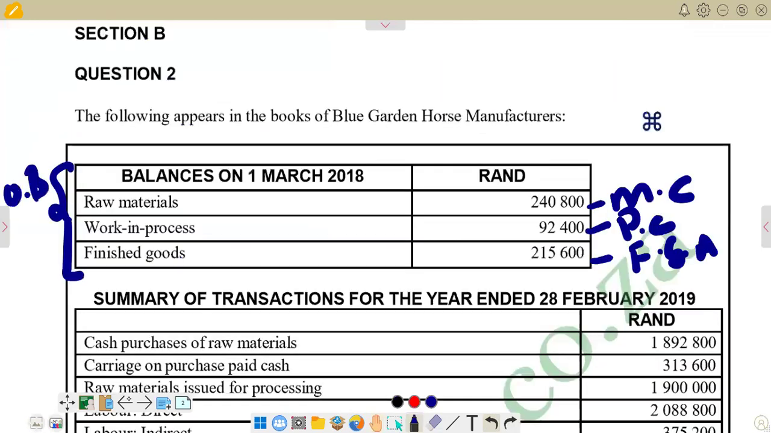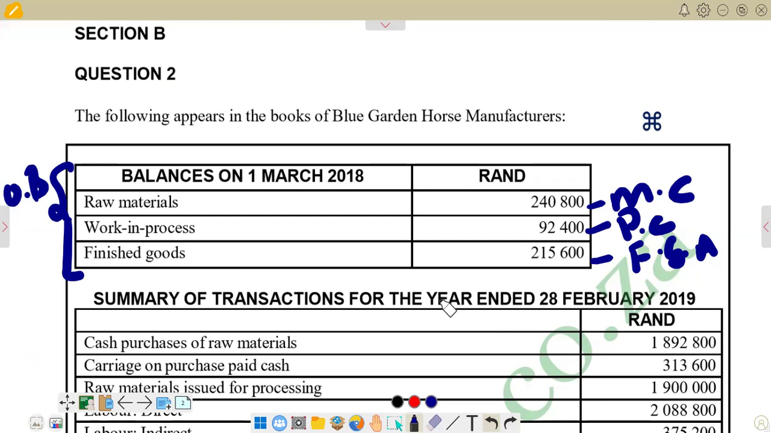So we can go back to see what other transactions we have in the question so that we can post to the right account. Under the summary of transactions, we have got cash purchases for raw materials, which is 1,892,800. This is purchases of raw materials, and know that all raw materials we're going to enter in the materials control account. So that's an amount of 1,892,800. We're going to debit the material control, and obviously we are going to credit the bank.